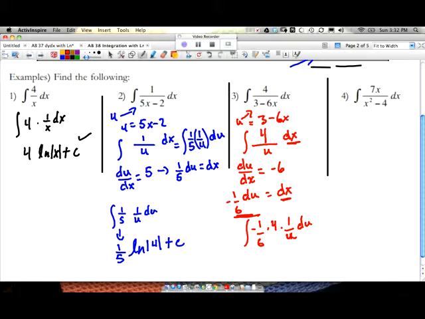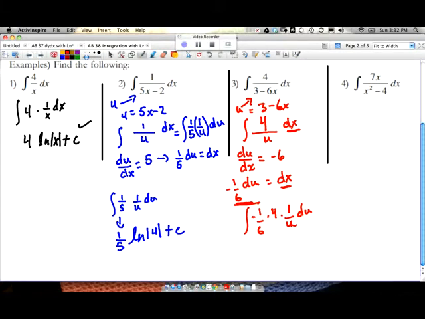So the constant in this case would be a negative 1/6 and a 4 in the numerator, so that's negative 4 over 6. You could even simplify that with the 3 on the bottom, 2 on top. So negative 2/3 times, what's the antiderivative of 1 over u du? It's just natural log of absolute value of u plus c.